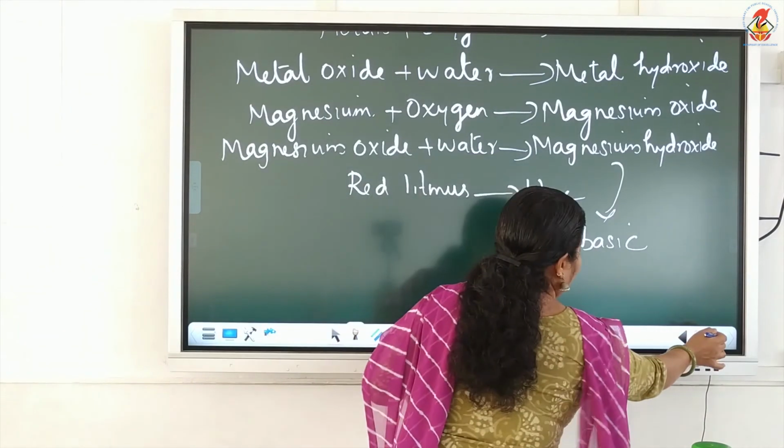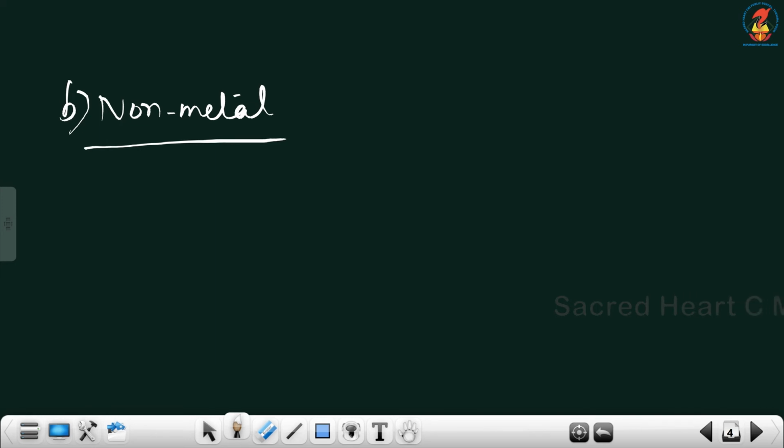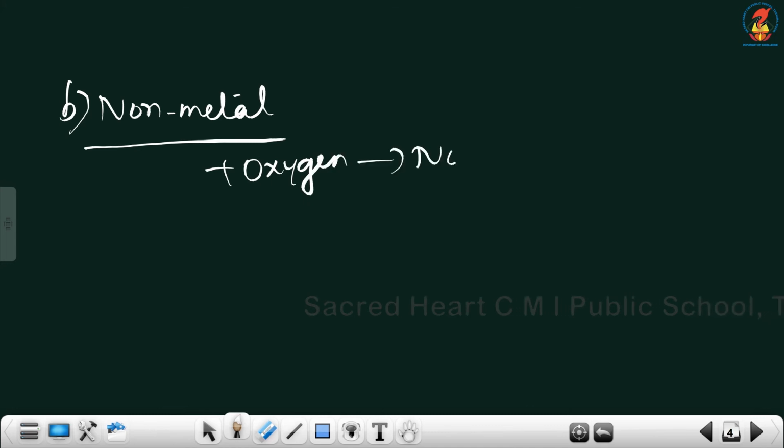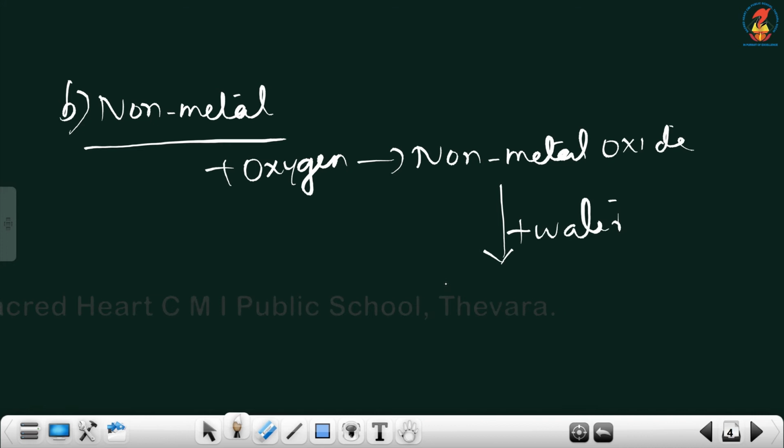Now we will see how non-metals react with oxygen. Non-metals also react with oxygen. With oxygen they form non-metal oxide. When it is dissolved in water, we get the corresponding acid.